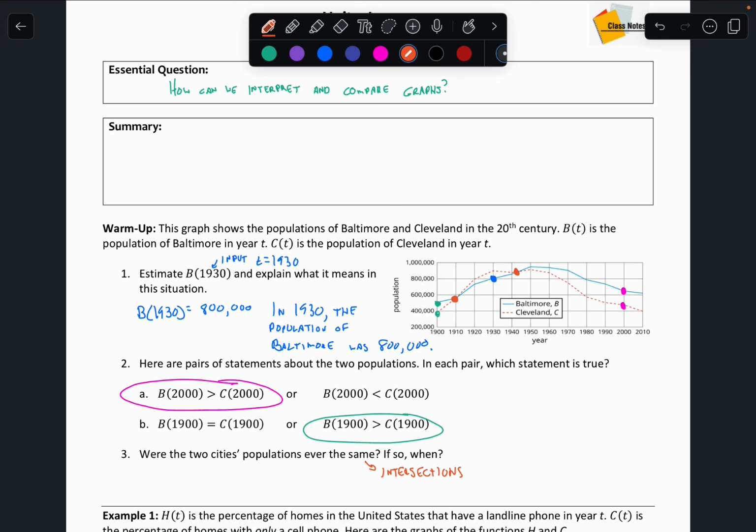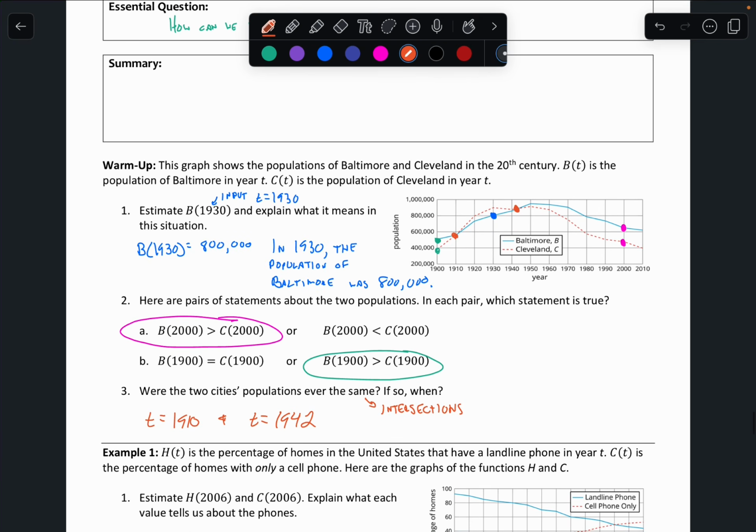If so, when? So right around 1910 here, in 1910, and maybe about 1942. It's a little bit after 1940. So that's how we could say when those populations were the same.